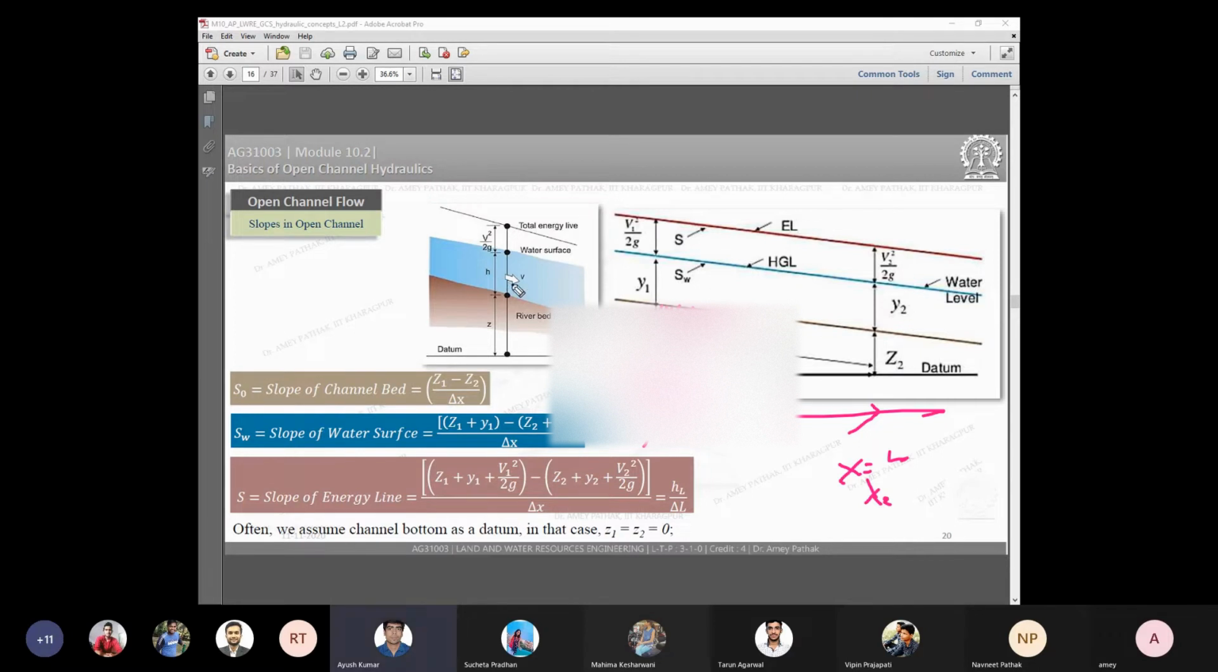Sir, it should be the difference. So whatever head is available here and whatever head is available here, right? Yes, sir. That is the slope of the water surface, right? So now we are saying that this level is mostly level. So Z1 is very much similar to Z2.